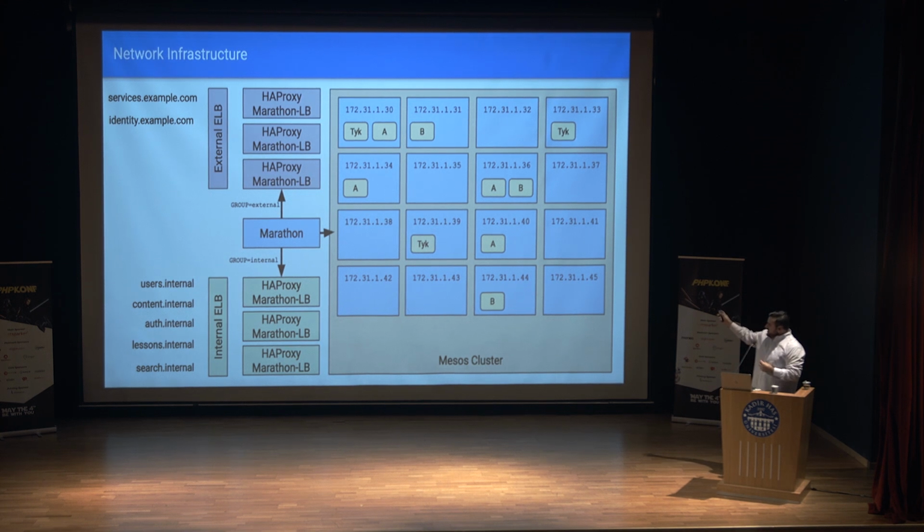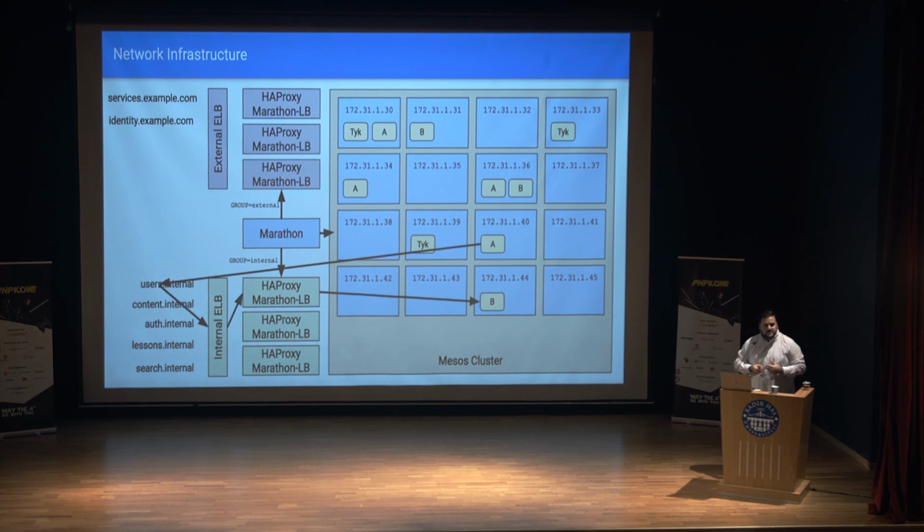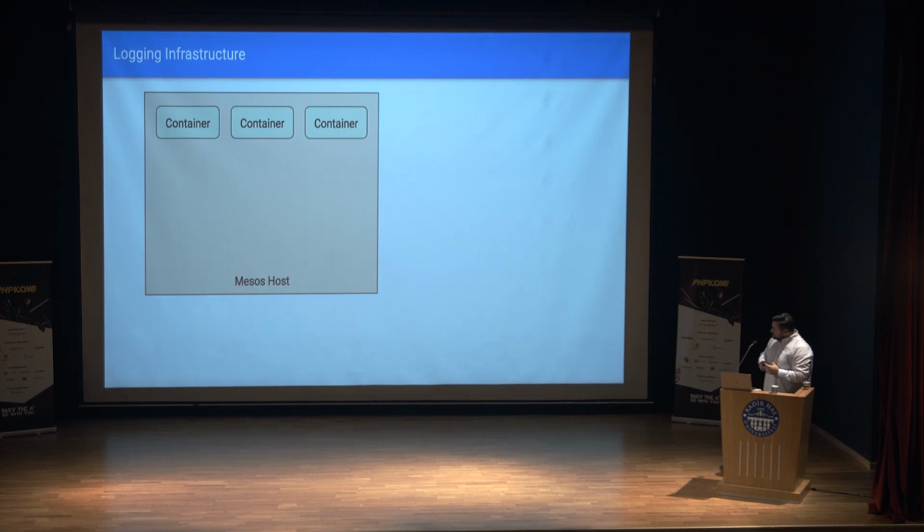And then if service A wants to call a different service, let's say B, it would just go back through the internal ELB and call that other service. And so what this allowed us to do was have multiple versions of each container running live and using our Marathon to manage it all and just configure our ELBs or load balancers dynamically. And so it was really quite quick.